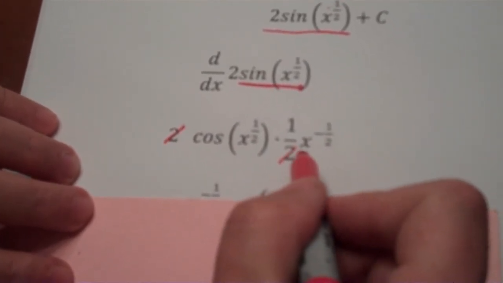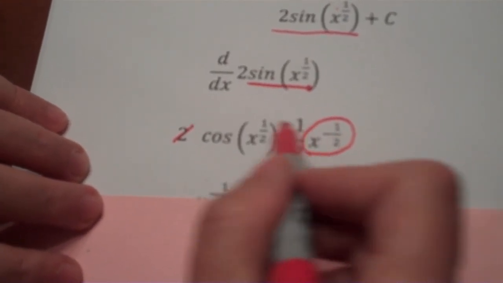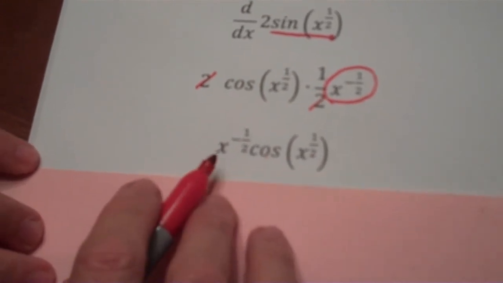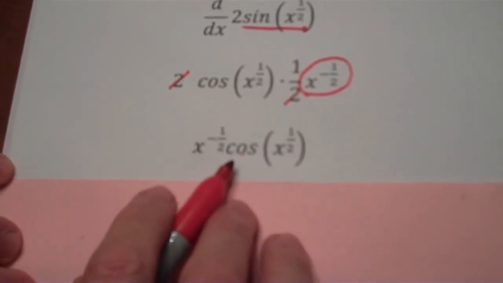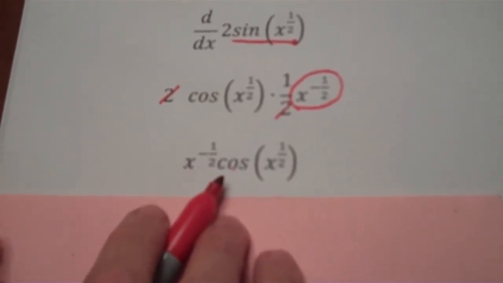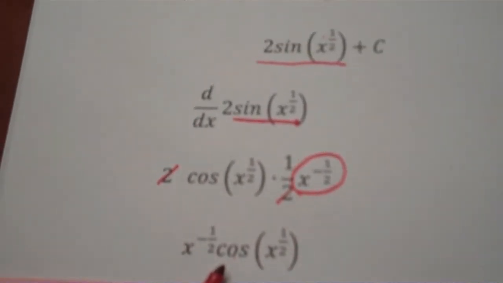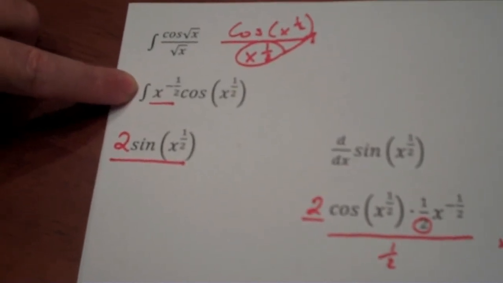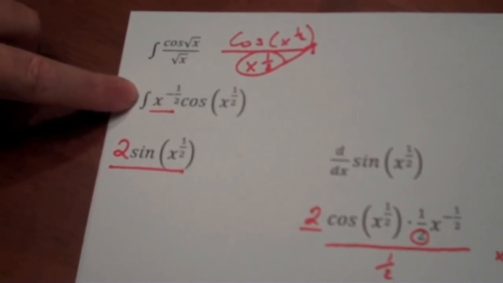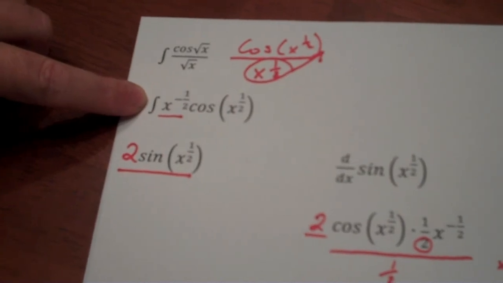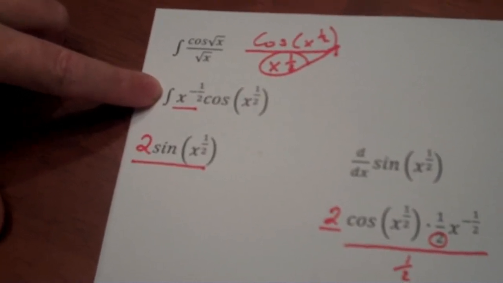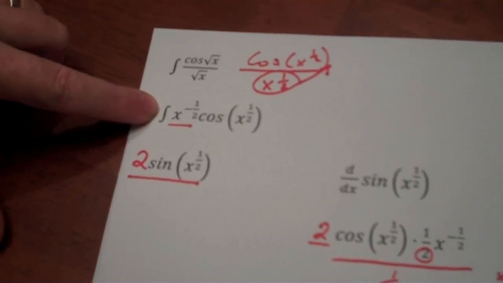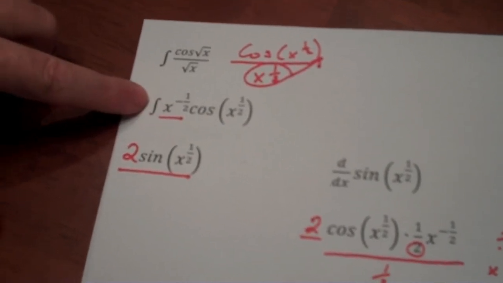Let's go ahead and move this, my power of x, to the front of my function. And essentially what I have now is x to the negative 1/2 times the cosine of x to the 1/2. And regardless of which form you're thinking of, that is indeed the original function that I have. So I have correctly found the integral. And again, just to remind you, I always check my integral at the end, take the derivative, and make sure that I really do have my original function.